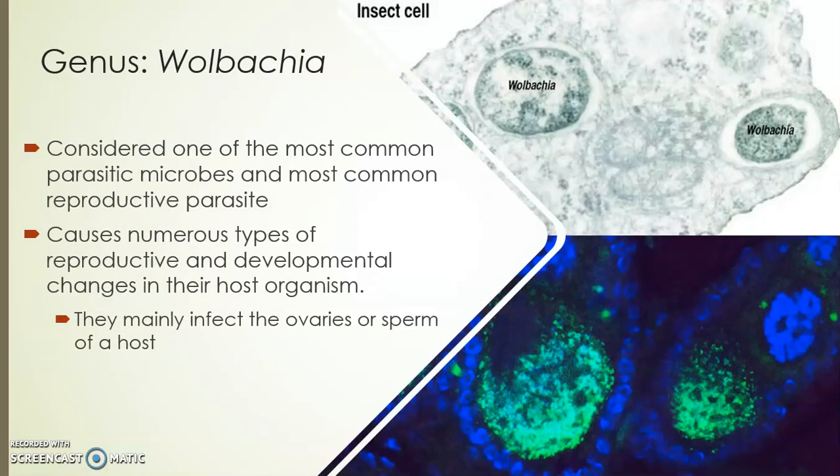This group is considered one of the most common parasitic microbes and the most common reproductive parasite. They can infect many organs inside their host, but they mainly infect the ovaries or sperm, where they cause numerous types of reproductive and developmental changes in their host organism. And here is an example. This is a host cell right here, and then here are the Wolbachia colonies right here, and then the green in this part.